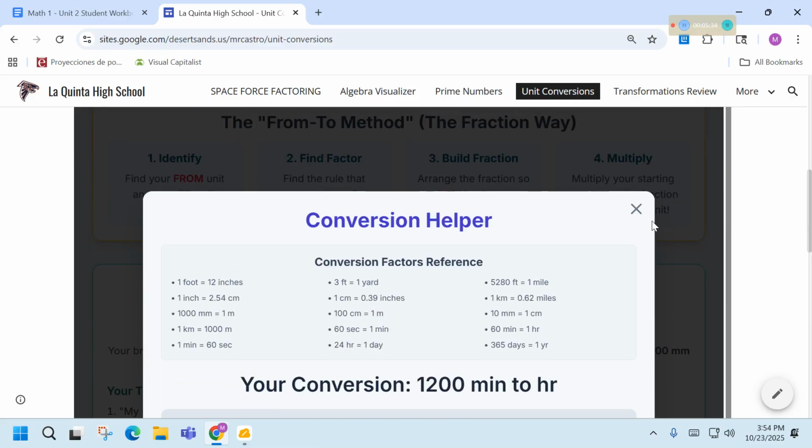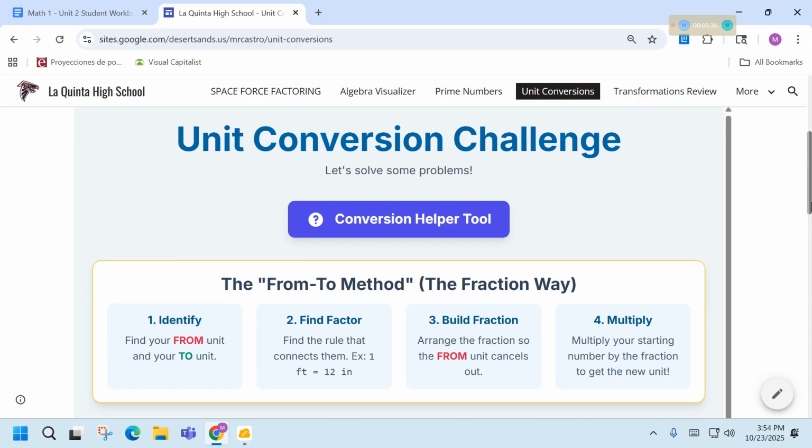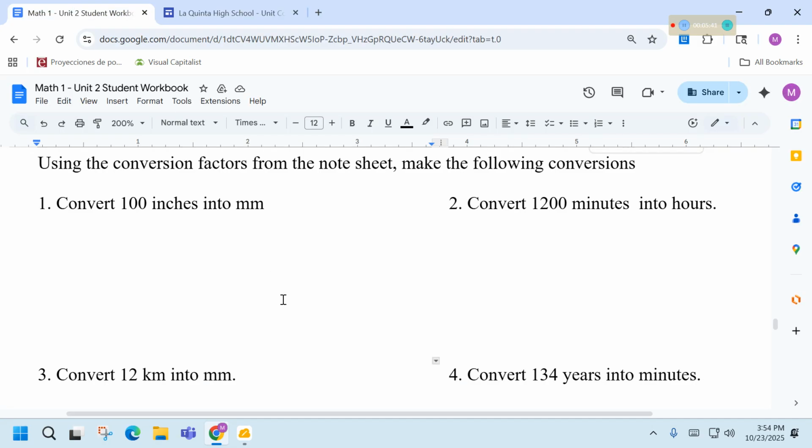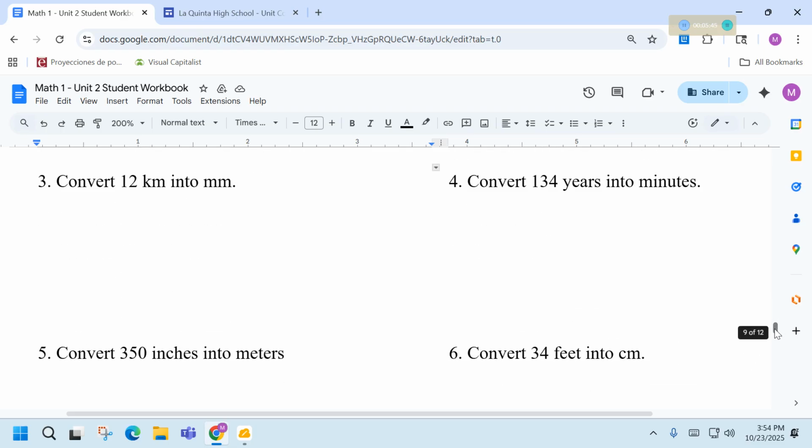So like I said, don't just keep resetting. Instead, close the tool and then open it up again. And then down here we have the next one that we want to do. So kilometers into millimeters is one you guys probably will be fine at doing. Let's try the years into minutes one.